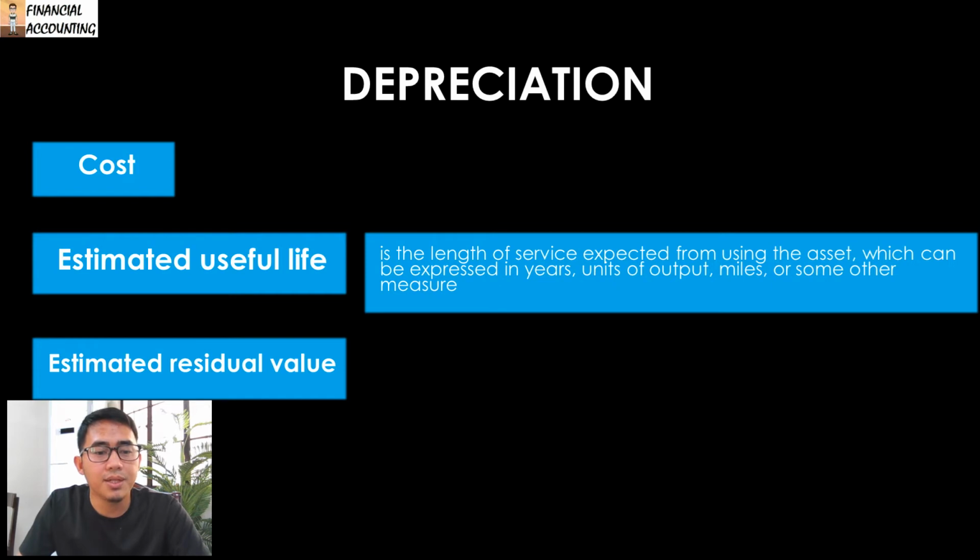Or units of output, like for example a photocopying machine. There are photocopying machines which specify the number of units of output that they can produce, and the life of the photocopier would end there. There is equipment like that. Or miles, in the case of a vehicle. Sometimes the life of the vehicle would depend upon the number of miles traveled, or some other measure.